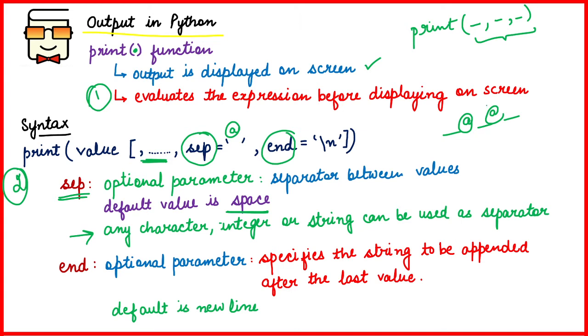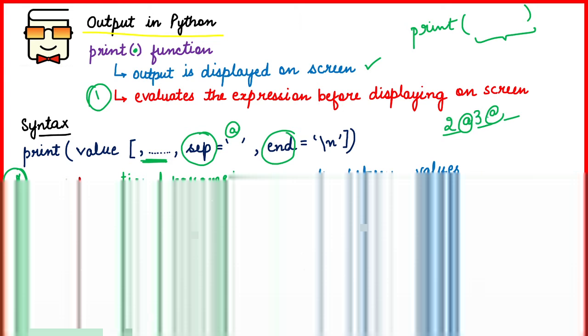So if you say print 2, 3, 4, sep equal to @, then the output would be 2@3@4.